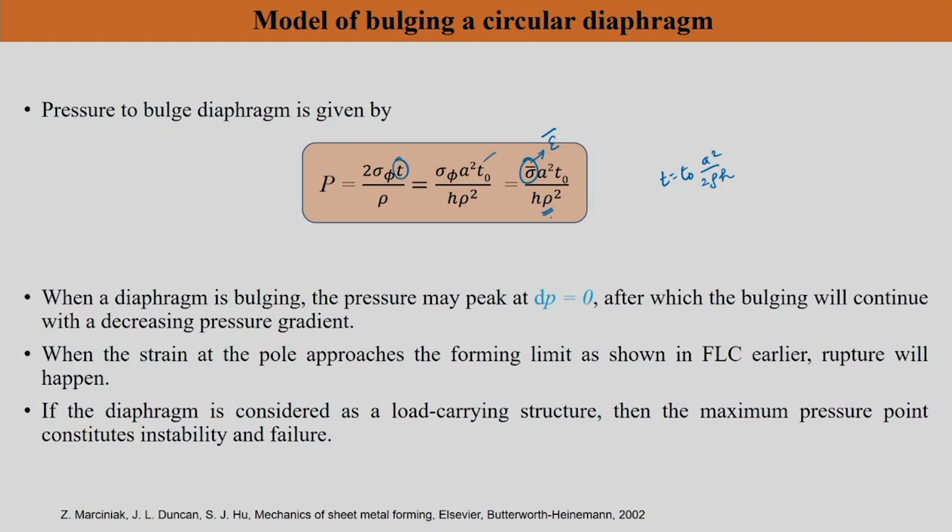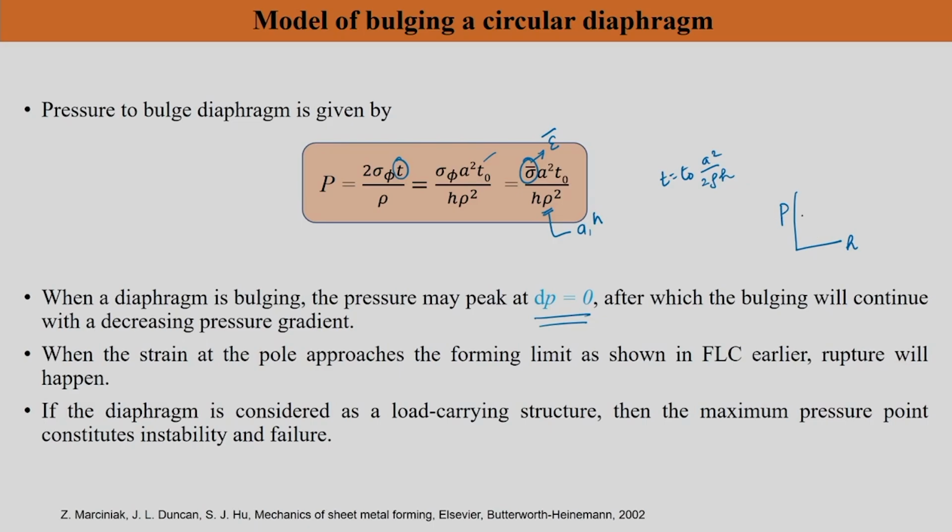This rho of course, if you can relate it to A and H, then it becomes all known values. Otherwise, from this you can get a graph between P and H. One can get the typical characteristics of P and H, right. Now, as I said, when the sheet is bulging, the pressure may peak at dP equal to 0. This is what I was telling you.